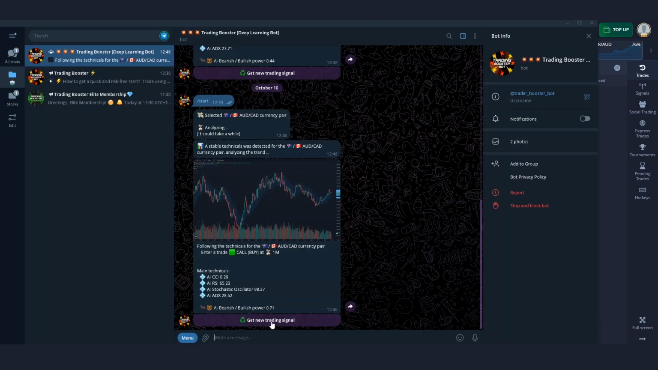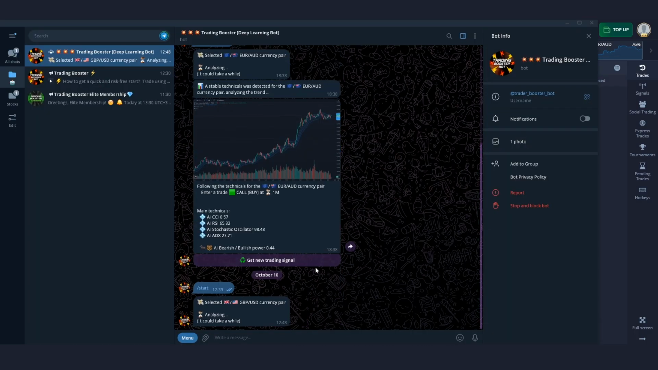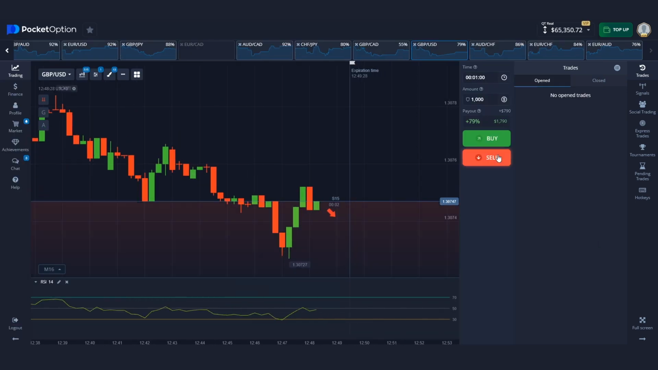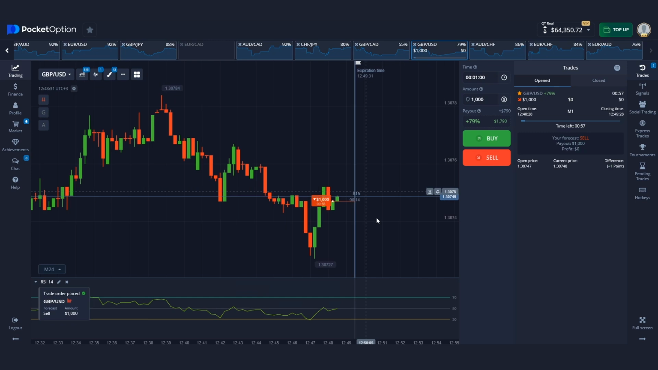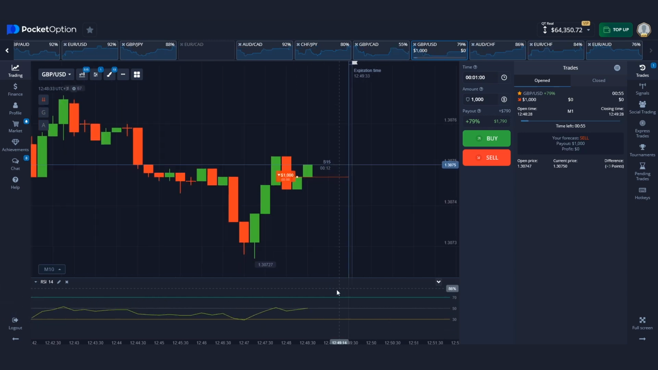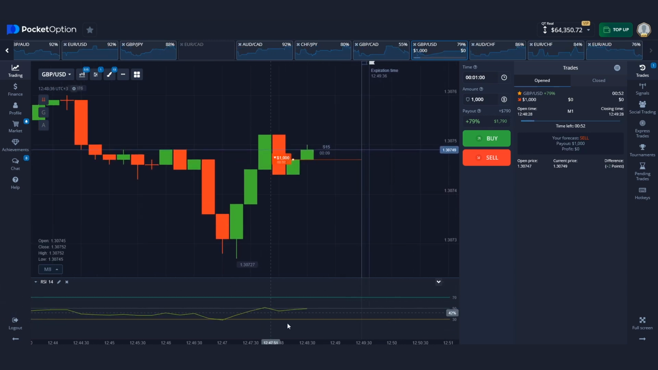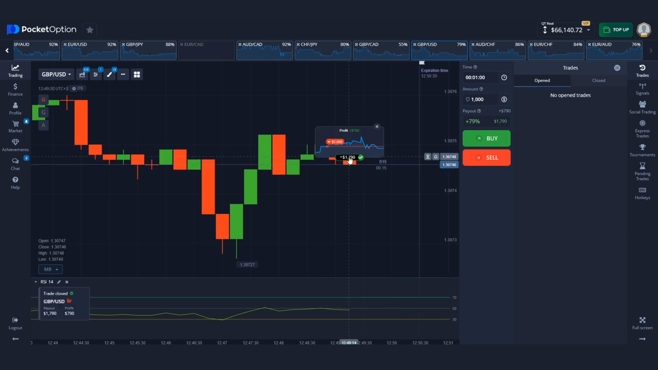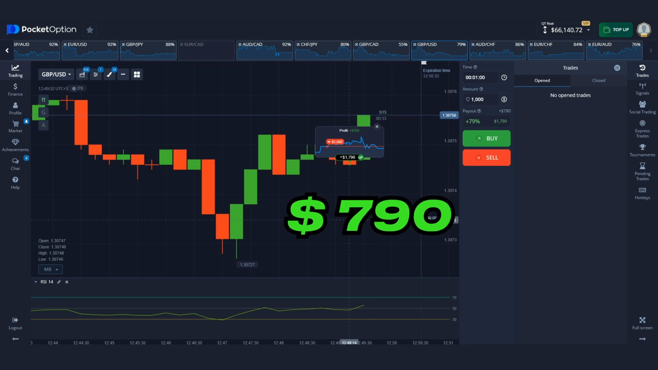British pound dollar, I choose this currency pair. I will also open a deal for 1 minute. And I get a sell signal. Right from here I open my sell trade. The RSI indicator is in the middle zone, which shows that the market is very stable now and BoosterBot can show its maximum efficiency. A great trade brings me $790.